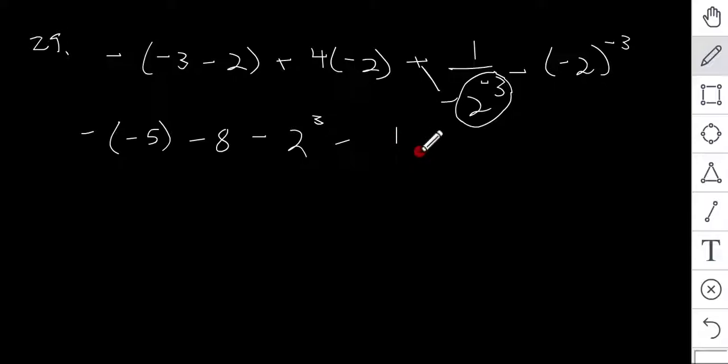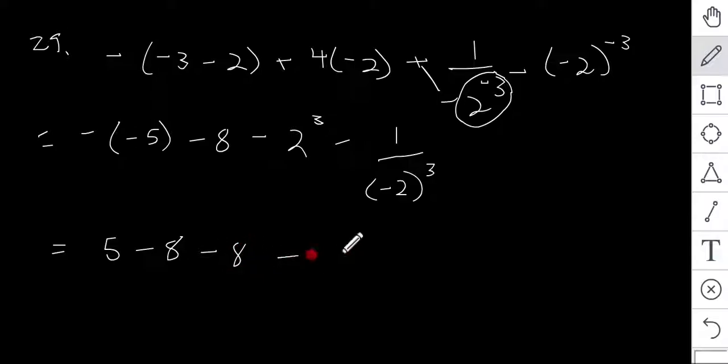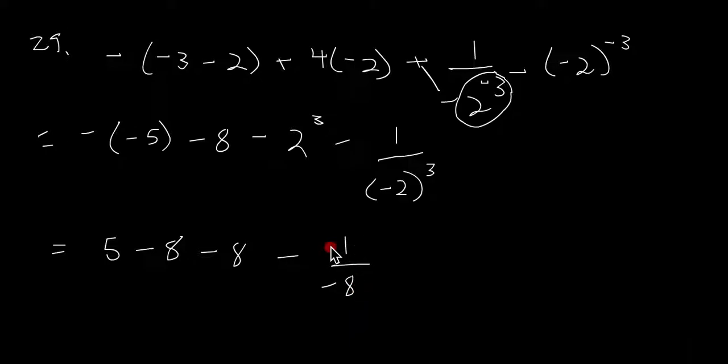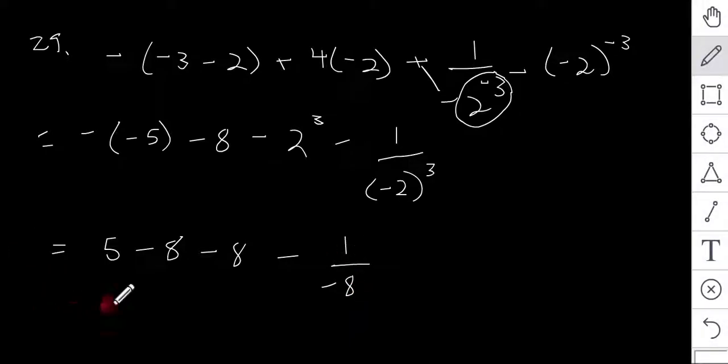Again, we need to bring it down to the bottom, and this is going to be -2 cubed, positive. Okay, I'm trying to show all the steps here, so let's keep going. So we're going to get 5 -8 -8 minus, and it's going to end up being -1/8 in the denominator. And then we can just continue to clean it up.